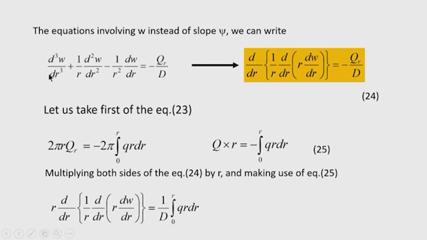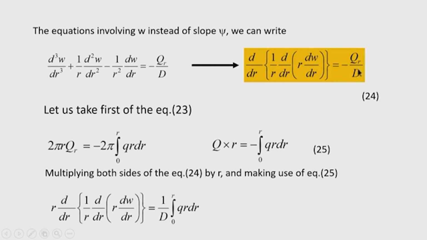d cube w by dr cube plus 1 by r d square w by dr square minus 1 by r square dw by dr equal to minus q r by D. So, this can be written in this form, again involving the deflection, in the compact form consisting of only these three terms. You can see here that w is inside this bracket, jacketed by so many variables. So, this is a very convenient form.